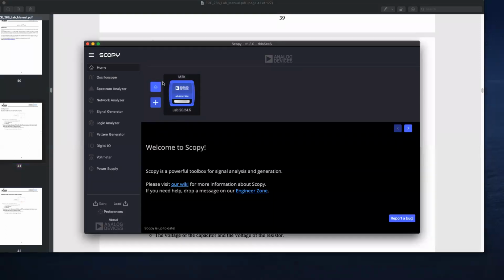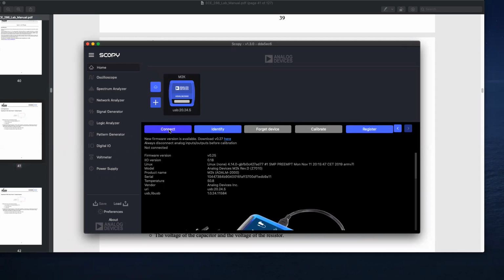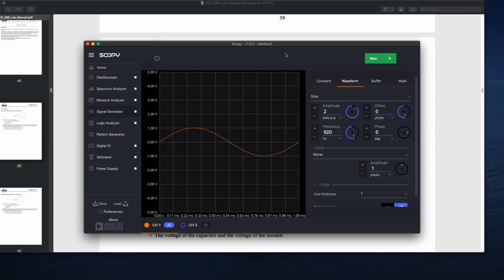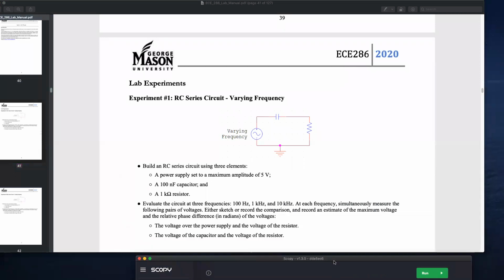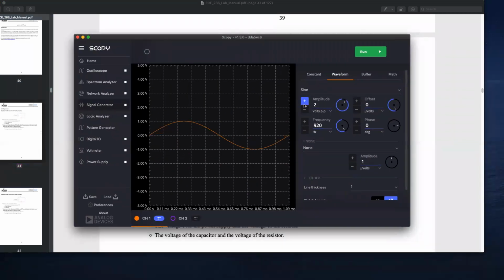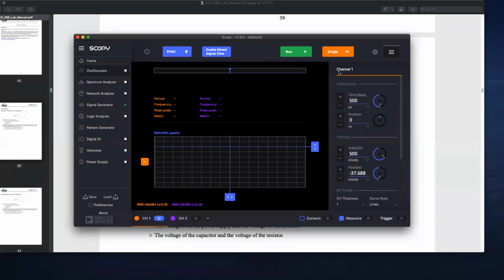Cool, go and click connect. Okay, cool. So now I'm going to go to the signal generator, and then I need to supply, let's see, 5 volts. And then I'm going to pick 10K as my frequency. So let me scroll all the way up to that and increase to 10K. Cool. So now I'm going to go ahead and click run and then switch over to my oscilloscope.